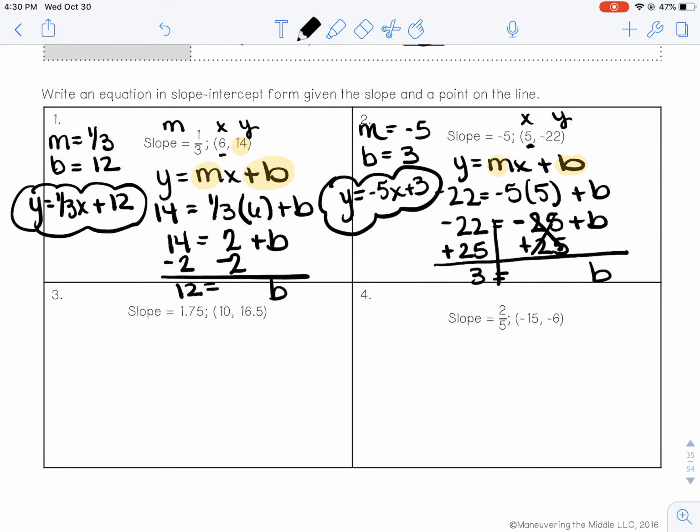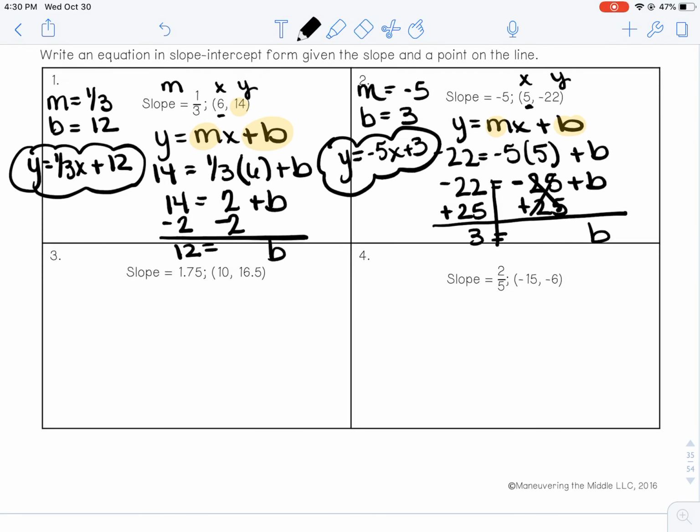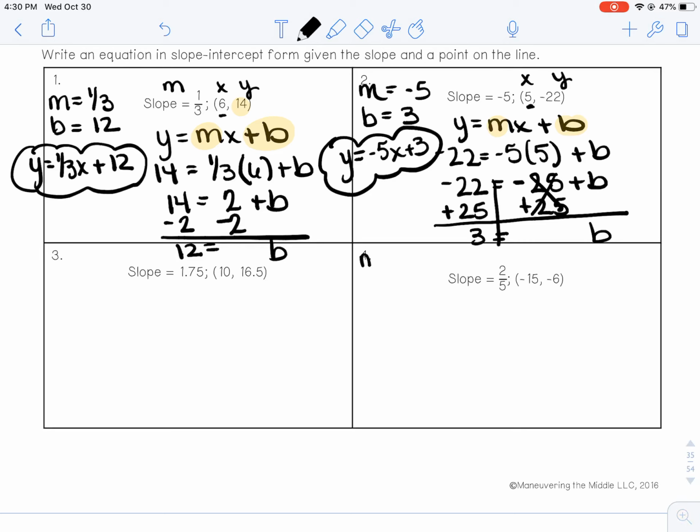Okay. Like I said earlier, I'm going to skip around a little bit because I think you get pretty used to it by now. In this case, m is equal to 2/5. Okay, we got to find b. This is an x coordinate and a y coordinate. What makes this one a little harder is both our x and y coordinates are negative. Let's go ahead and plug it in.